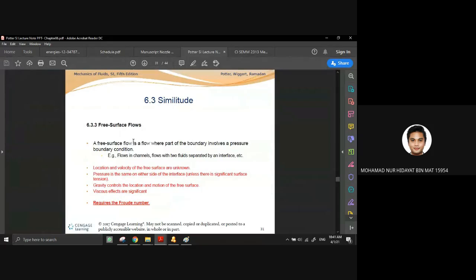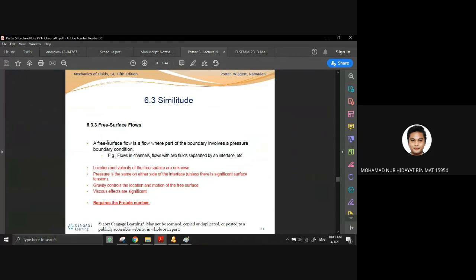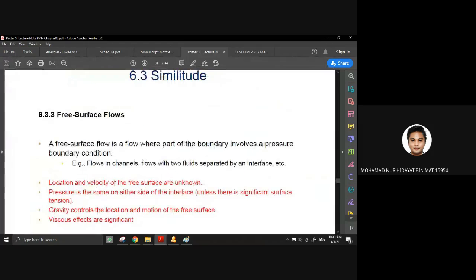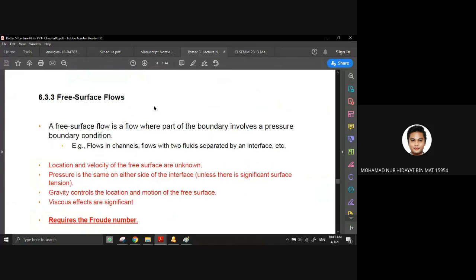And second, this one I will explain more in the tutorial, don't worry. The second one is the free surface flow. What is the free surface flow? The one that I explained to you. We have the surface of water, and the top side is the air. So in this free surface flow, the dominant effect is gravity.